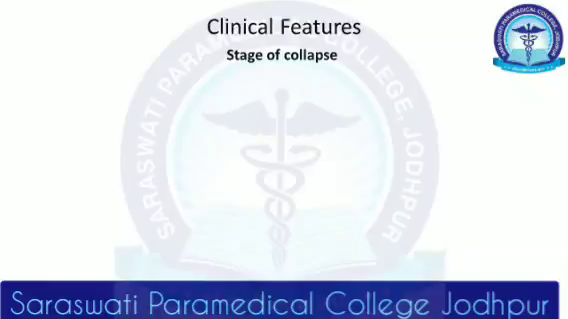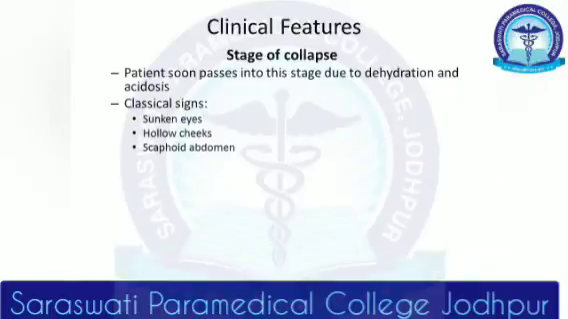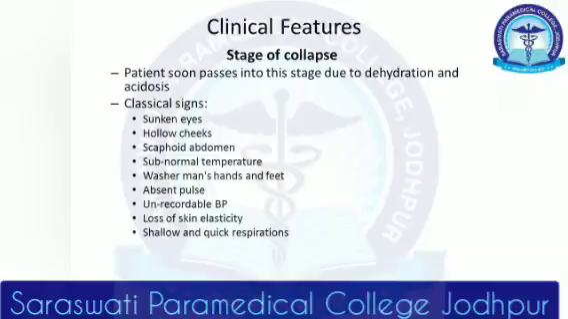Second stage is the stage of collapse. The patient soon passes into collapse due to dehydration and acidosis. Clinical signs are sunken eyes, hollow cheeks, scaphoid abdomen, subnormal temperature, washerman's hand and feet because of dehydration again, absent pulse, unrecordable BP, loss of skin elasticity, shallow and quick respirations due to acidosis.